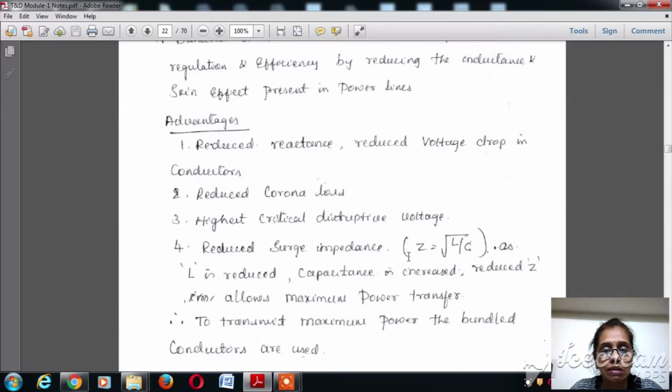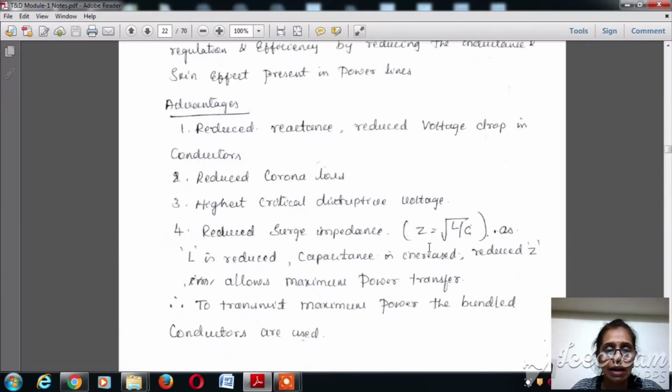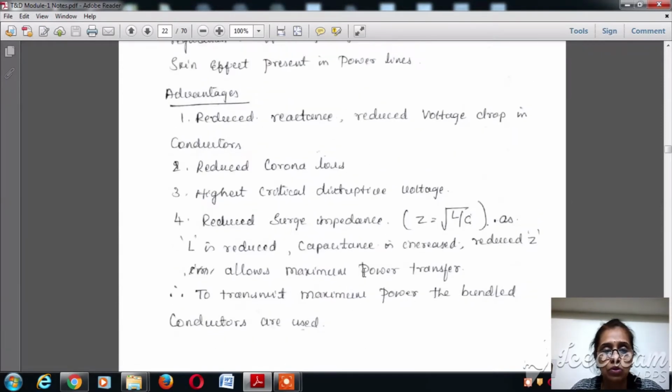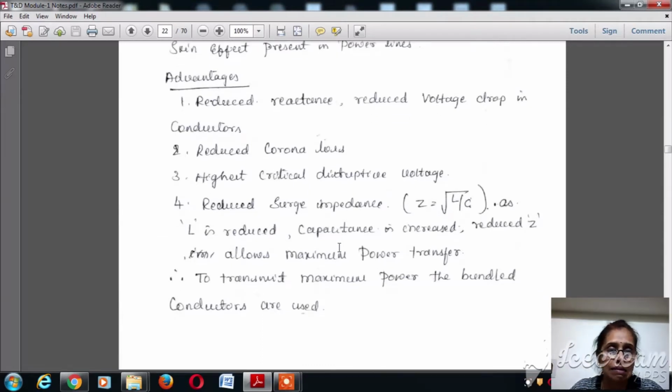So the surge impedance should be kept as minimum as possible for a transmission line. If we increase the capacitance, then the surge impedance will become lower, which allows the maximum power transfer. So to transmit maximum power, the bundled conductors are most suitable and they are used.